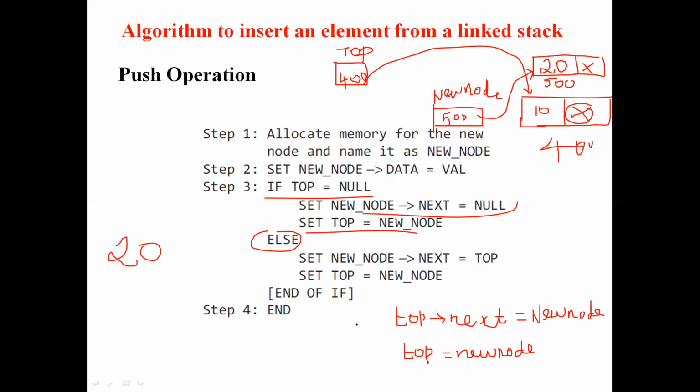So here also what they did: new node next equal to top. New node next is what? Is top only, 400. Okay, they are doing it in reverse order, but you can maintain this one: top next equal to new node. Now this becomes what? Now this becomes 500. I'm making this as 500.